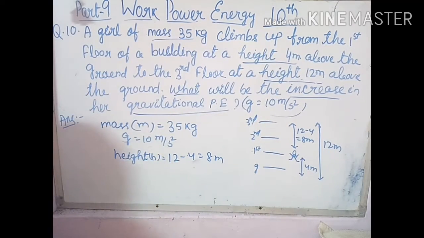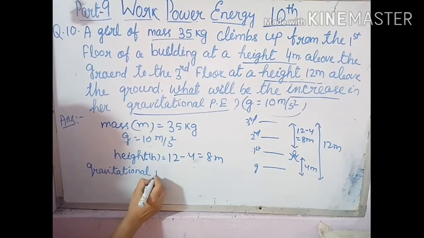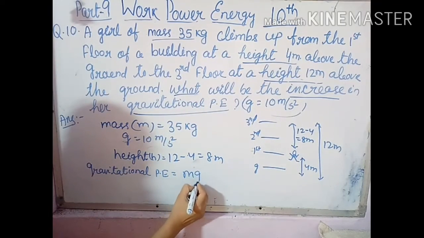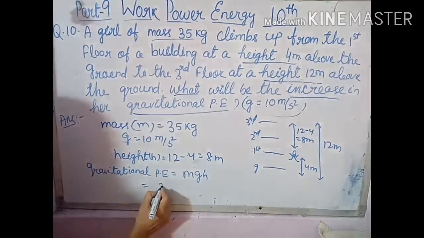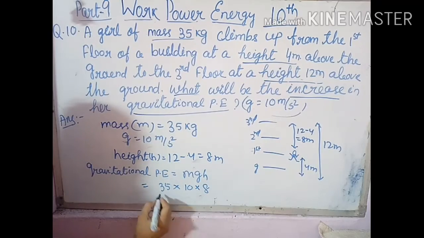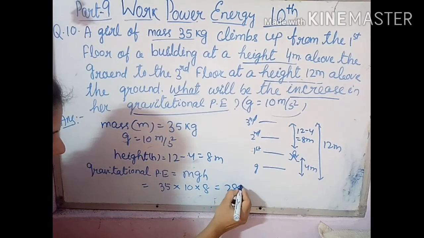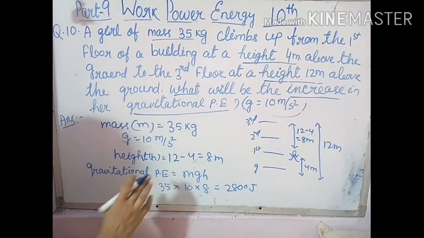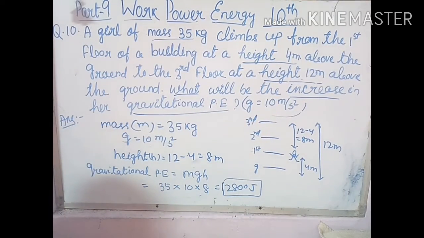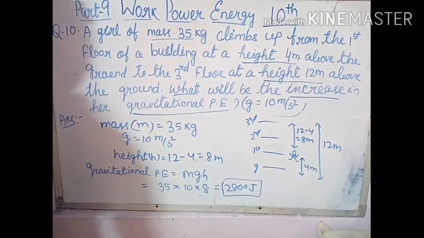Now directly you can put the formula for the gravitational potential energy, that is mgh, as you know the formula. So m means 35, g means 10 as given, h means the height 8. So by calculating you will get the answer, that is 2800 joule, as energy is in joule. So it is your final answer. So children, understood the question? Now let's take a glance once.